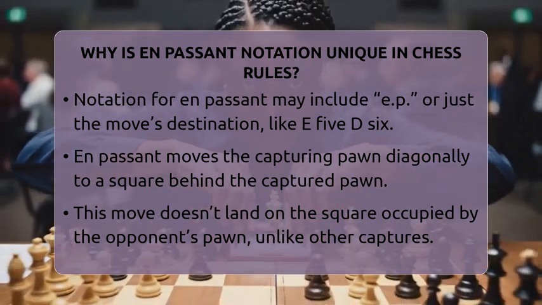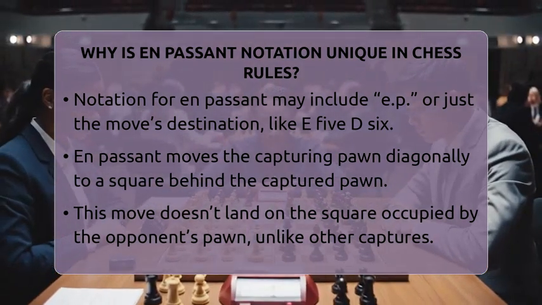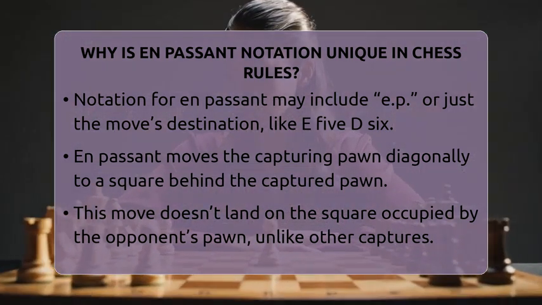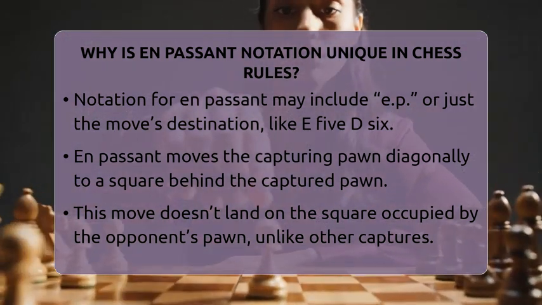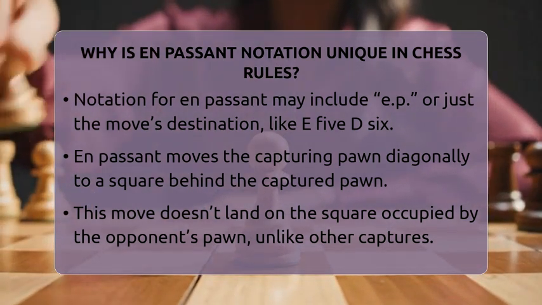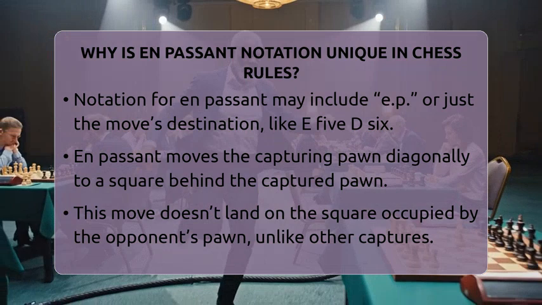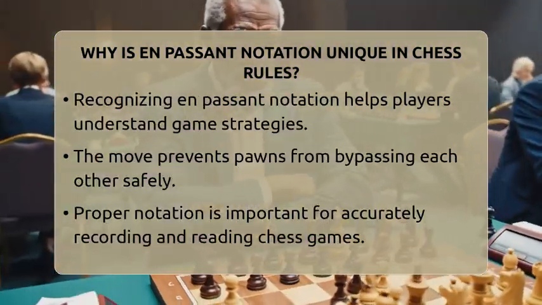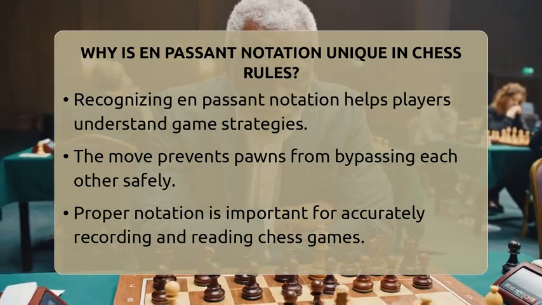Instead of moving onto the square occupied by the opponent's piece, the capturing pawn moves diagonally to the square behind the pawn it's capturing. It's the only move in chess where the capturing piece moves to a square that was not occupied by the captured pawn. This makes the notation different from other captures, which always land on the square where the opponent's piece was.